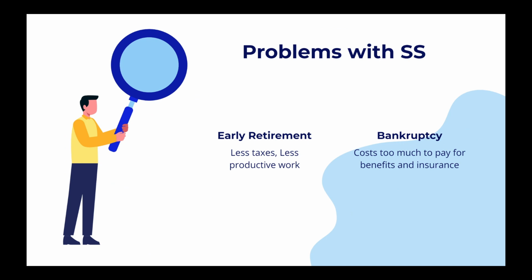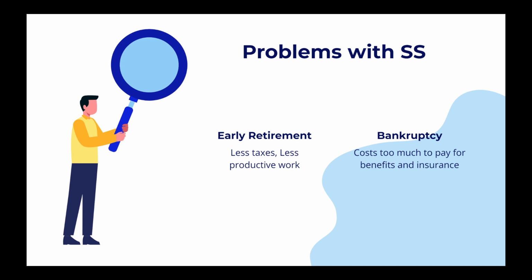So here are some problems with Social Security. When you expand Social Security, like when you lower the minimum age that people can apply for Social Security, people would retire faster. So this means that people would stop working faster.